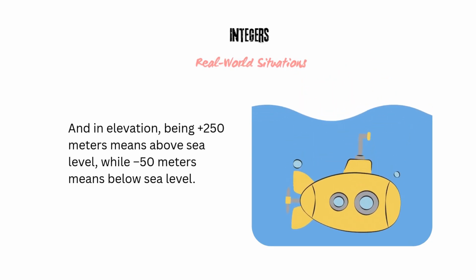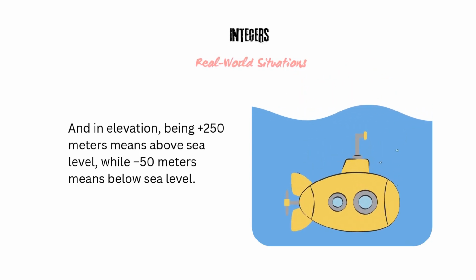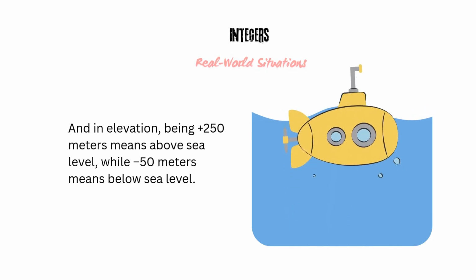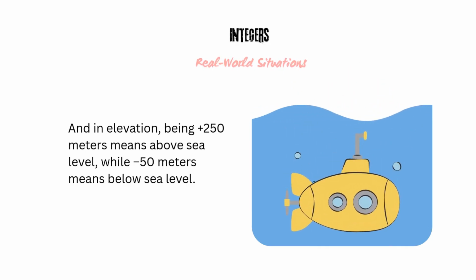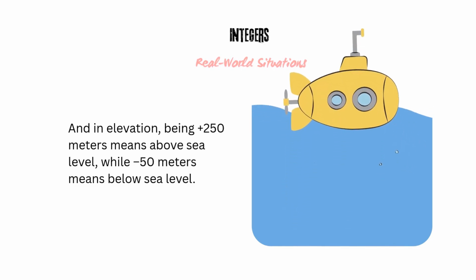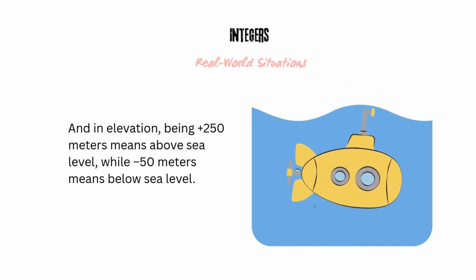Last example is on elevation. Being above 250 meters means you are above sea level, while negative 50 meters means you are below sea level. The three examples show us that integers can help us to show opposite situations clearly and quickly.